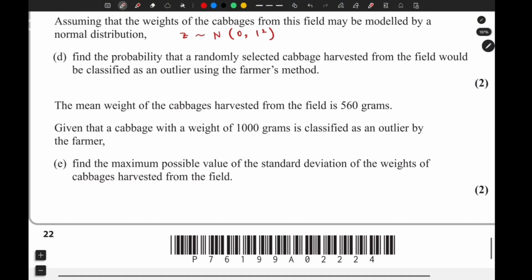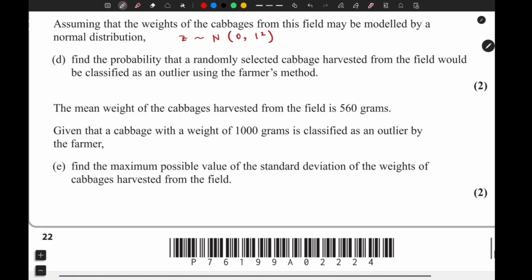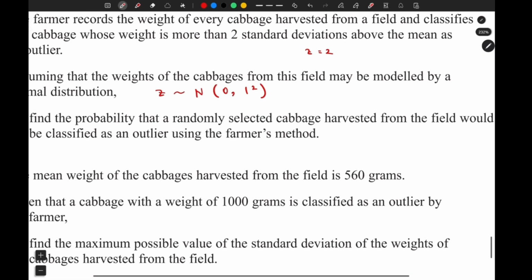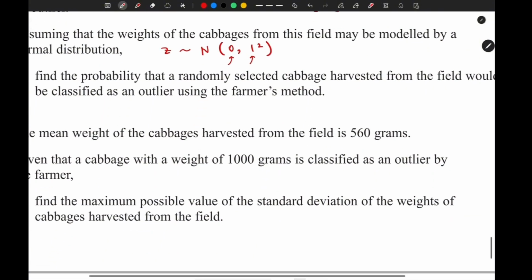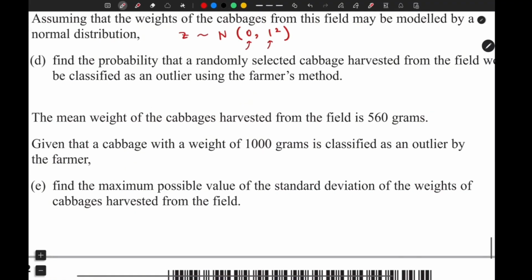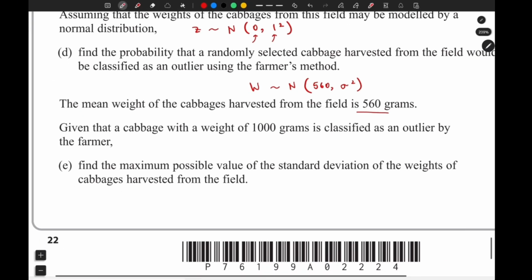Now the mean weight of the cabbages harvested from this field is 560 grams. Given that a cabbage with a weight of 1000 grams is classified as an outlier by the farmer, find the maximum possible value of the standard deviation of the weights of cabbages harvested from the field. So we know Z is normally distributed across the mean 0 and the variance 1. But now we don't know the value of mean. Okay, so we know the value of mean to be 560. So we can say W is normally distributed across 560 and the standard deviation squared. So we need to find the maximum possible value of standard deviation.